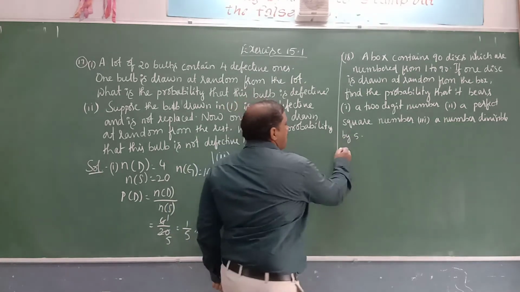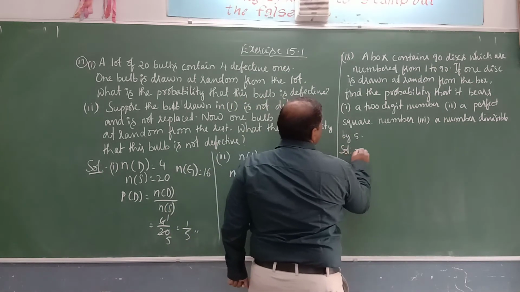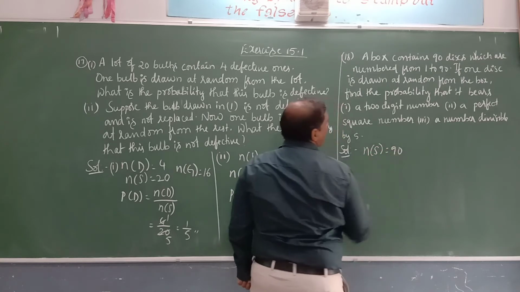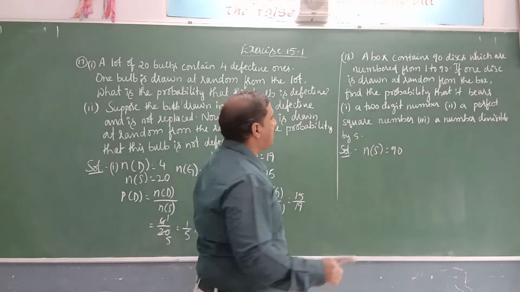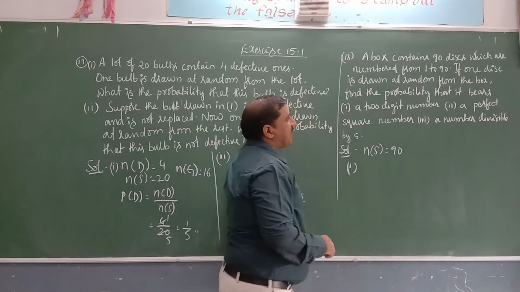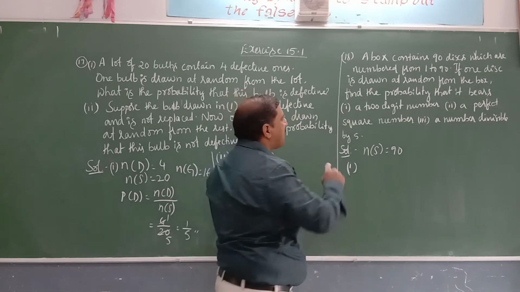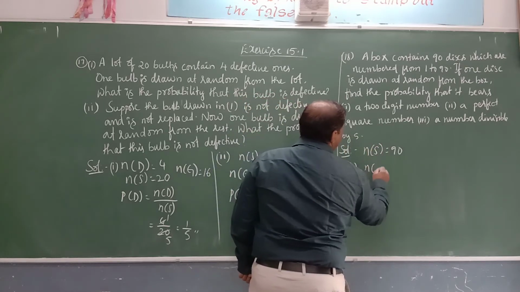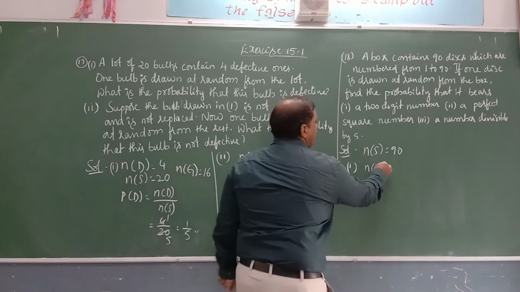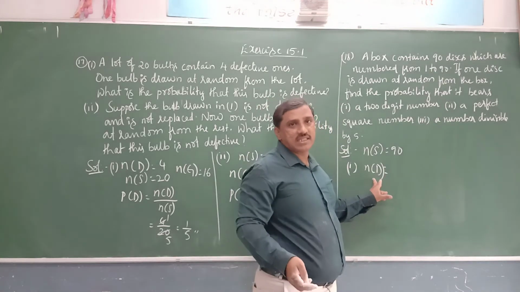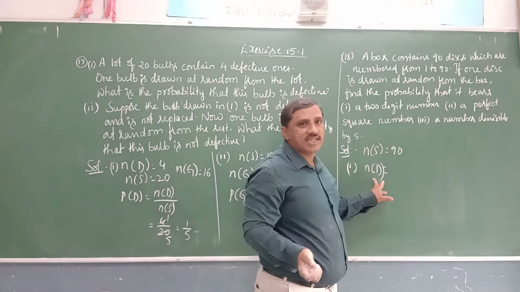So here, what are the total possible outcomes? n(S) is equal to 90. Now, first part: a 2-digit number. I am taking the 2-digit number as D. So n(D) means the number of 2-digit numbers. D stands for 2-digit numbers.